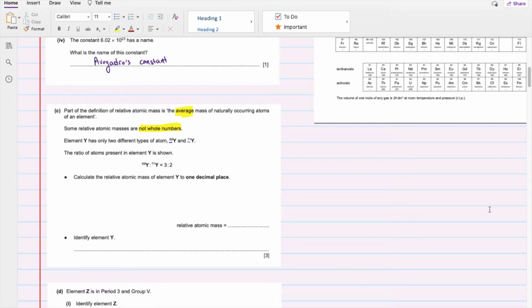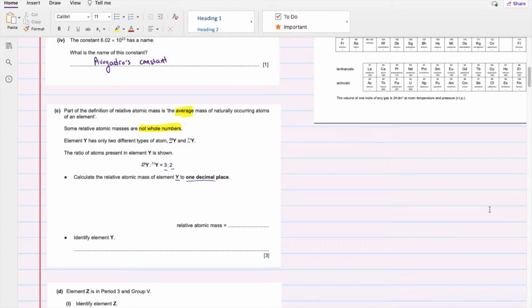Okay, so the ratio of atoms present in element Y is shown. It's a 3-to-2 ratio. So for every 3 atoms that have a mass number of 69, 2 of them have a mass number of 71. So they're asking us to calculate the relative atomic mass of element Y to 1 decimal place. So now we're going to use averages, the mean. Okay, so 3-to-2 ratio, that means the total is 5. So out of 5, 3 is given to 69 and 2 is given to 71.